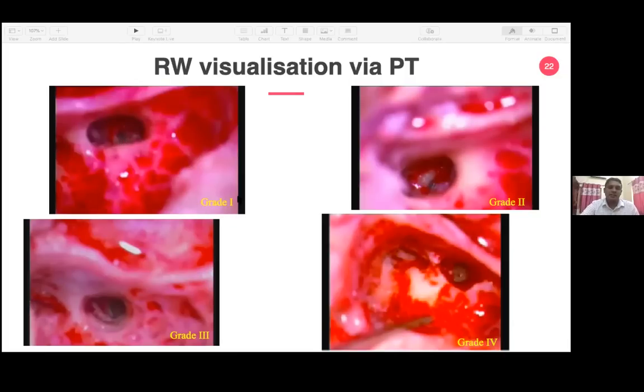That is called grade 1 classification. If the round window membrane is visualized 25 to 50%, that is called grade 2. This is given by St. Thomas Hospital in London. There's also one paper by Naresh Panda from PGI Chandigarh. They have just described the same thing. This is actually given by St.